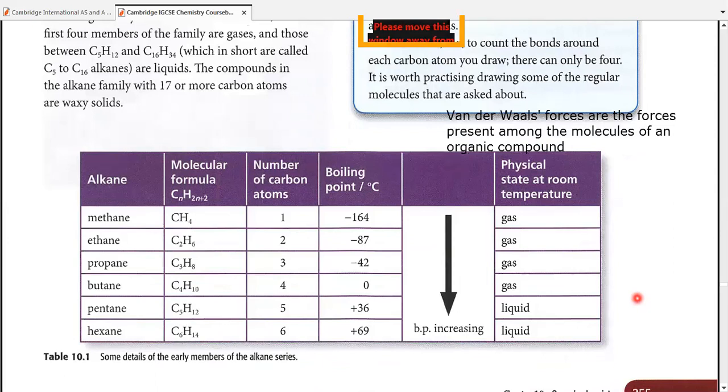So you can add it over here. Beyond carbon 27 are hard solids. Beyond carbon 27, the alkanes are hard solids. Are we done writing?